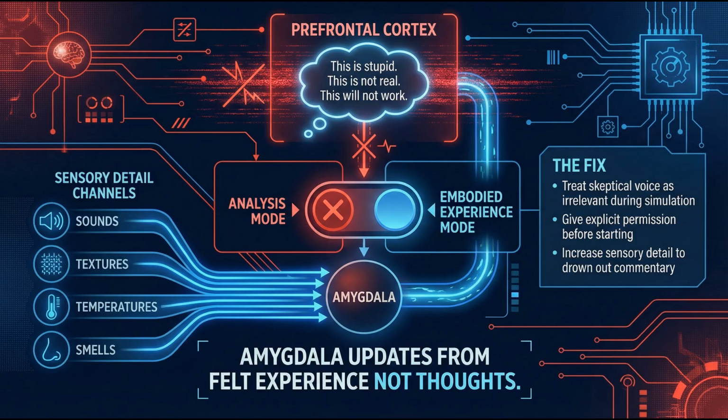One technique: before starting, give yourself explicit permission. Say out loud, "For the next 2 minutes, I'm running an experiment. Analysis happens afterward." This primes your prefrontal cortex to monitor rather than interrupt. Another technique: increase sensory detail until the analytical voice gets drowned out. Add sounds, textures, temperatures, smells to your simulation. The more sensory channels you engage, the harder it is for the prefrontal cortex to maintain its commentary.